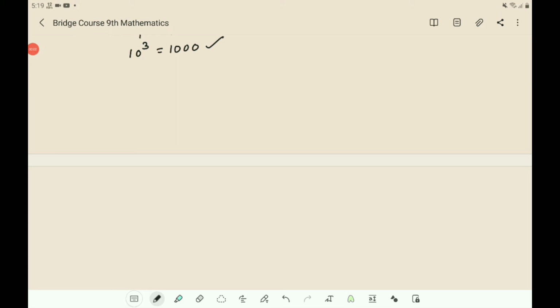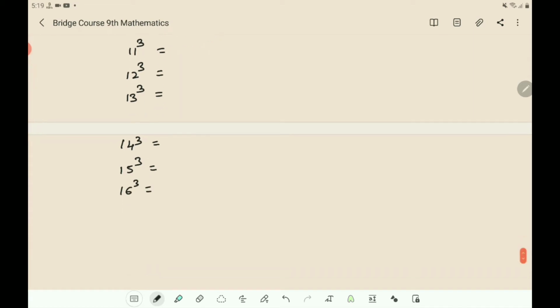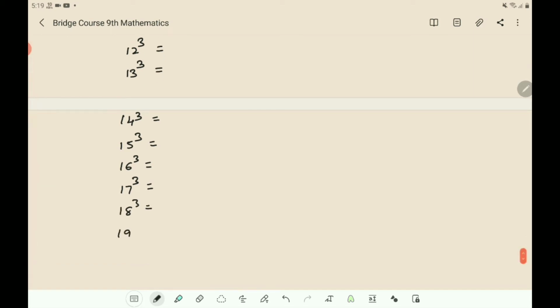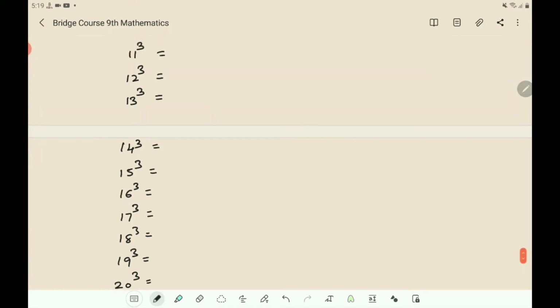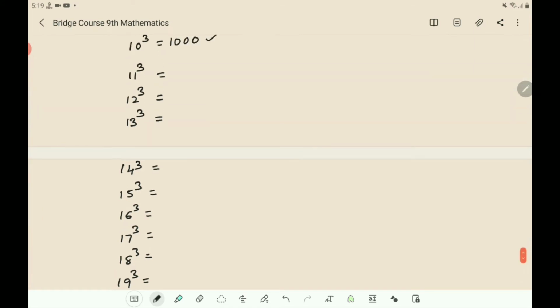Children, similarly find the cube of 11, 12 cube, 13 cube, 14 cube, 15 cube, 16 cube, 17 cube, 18 cube, 19 cube, 20 cube. Here what you have to do? Multiply 11 3 times: 11 into 11 into 11. Similarly, multiply 12 3 times: 12 into 12 into 12.